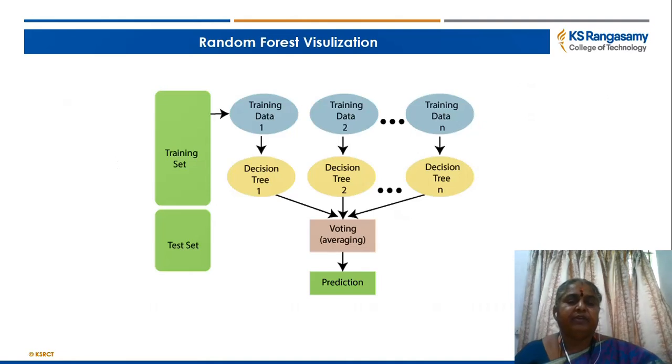So this is random forest visualization. One is the training set, another one is the data set. The training data is taken from which the decision tree is derived. Then next one is voting; after averaging, the prediction is made.